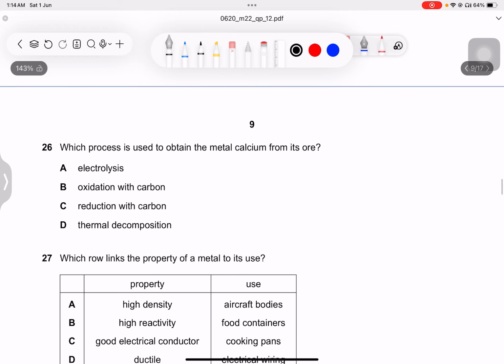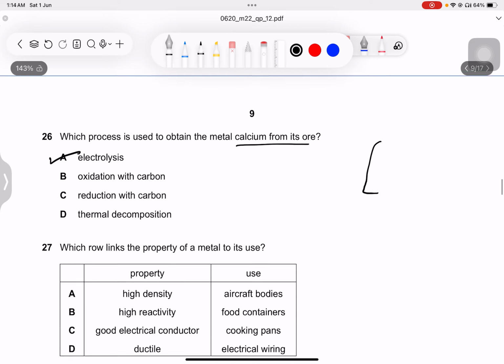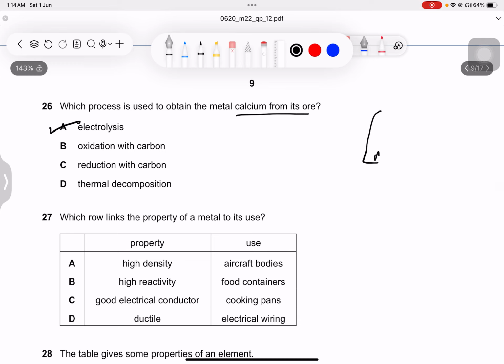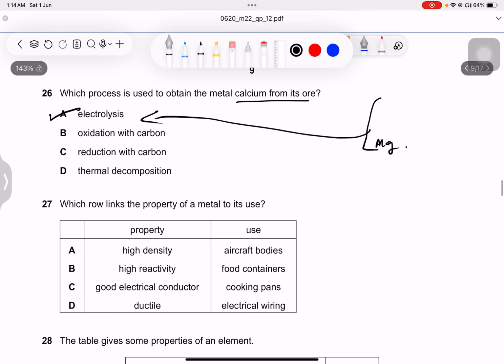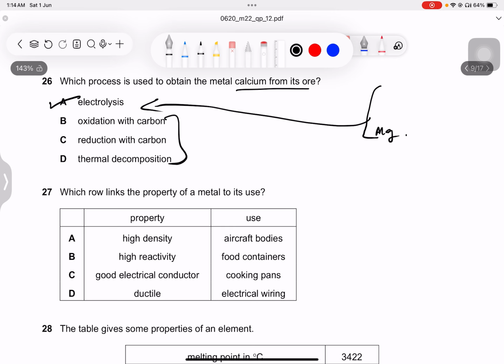Next, which process is used to obtain the metal calcium from its ore? Electrolysis is the correct answer because it is reactive. Oh, yes, electrolysis because it is very reactive, so it is not easily separated. The elements at the top of the reactivity series, till magnesium, are separated through electrolysis, others with these methods.